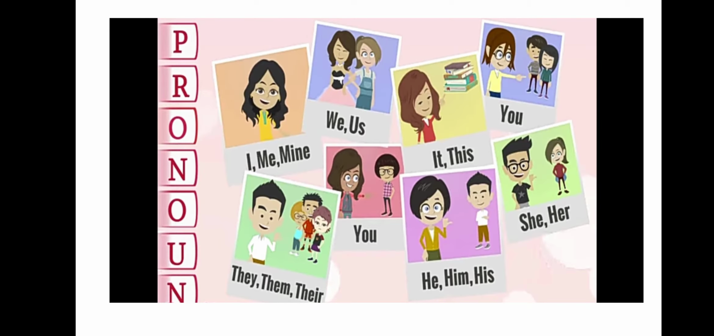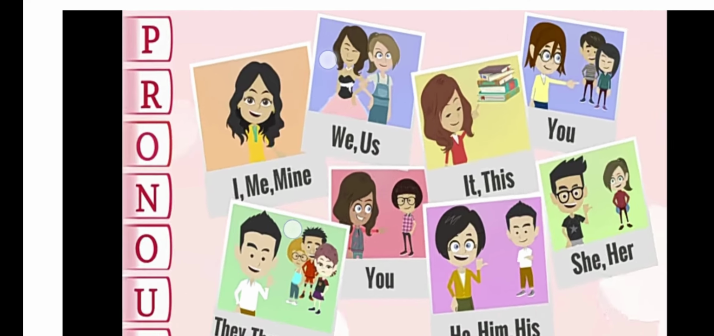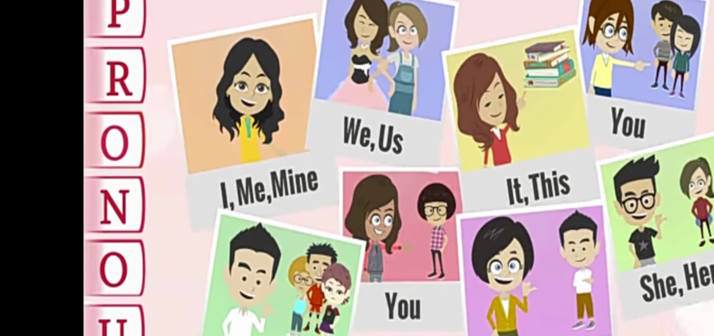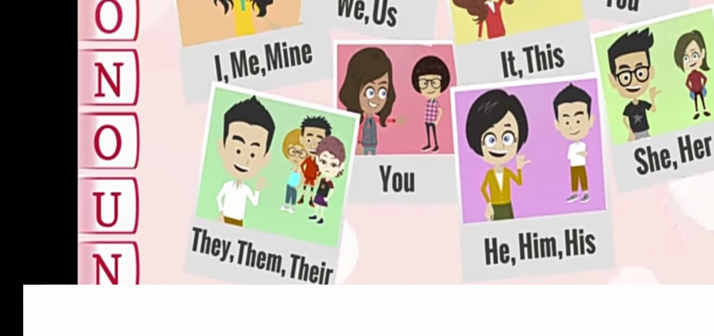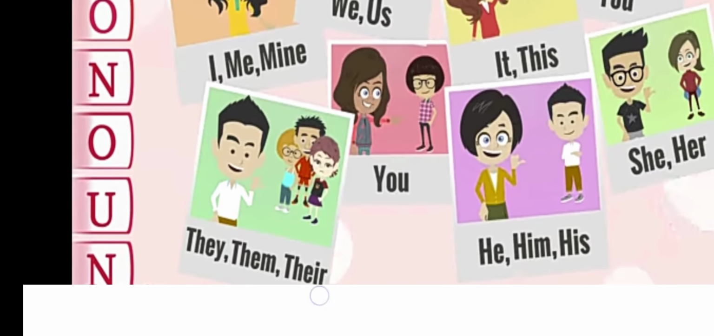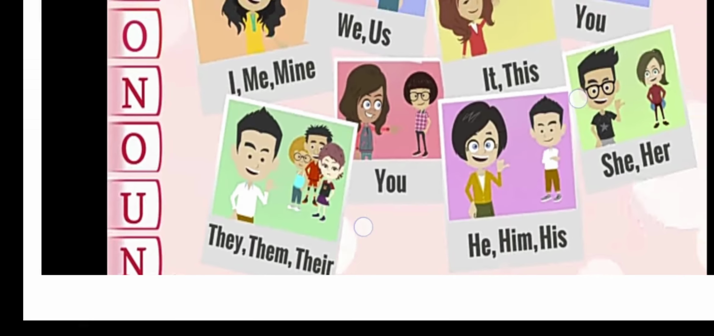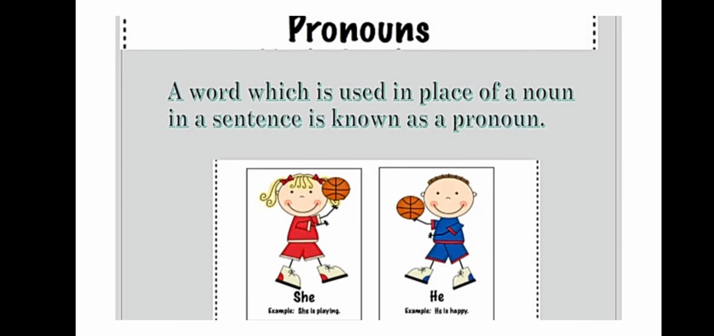Now just see the pronouns here. These all words are pronoun. I, me, mine, we, us, it, this, you. Now they, them, their, you, he, him, his, she, her. These all are the pronouns.